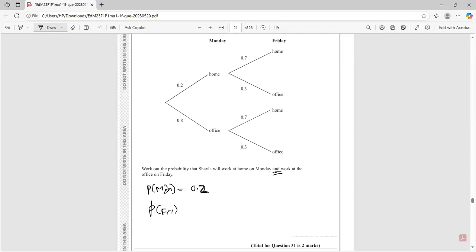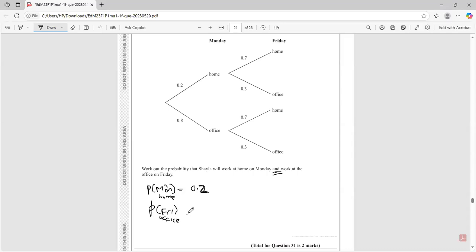Now we even need to be more specific. It says probability that Sheila will work at home. So this is Monday home. Please, let's be specific so that we know what we're talking about, because office is different. Okay, and then office on Friday. Office. I just put office there.